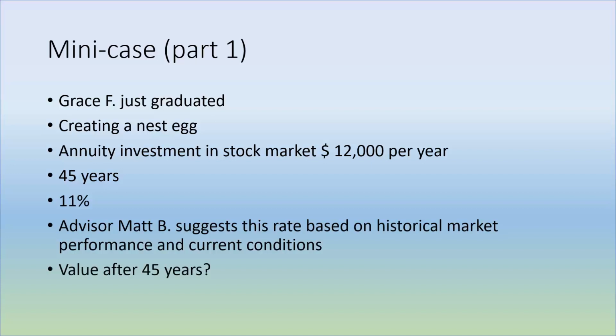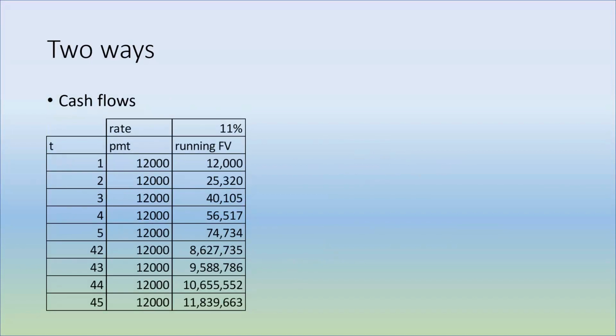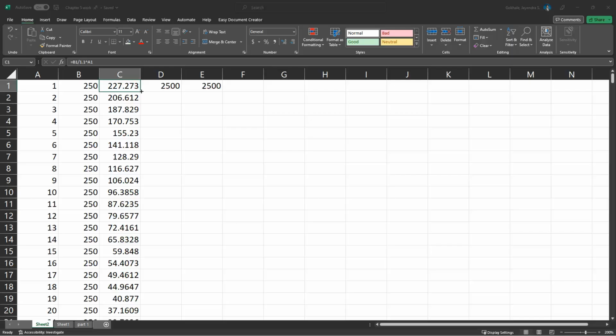Now, Grace F is really confused. What should be the value of these $12,000 invested per year after 45 years? Now we could do the elaborate cash flow diagram. If you want to do it, it's already here in the table. Just right click, open worksheet object and enjoy. But the simple way is using the FV function, right?